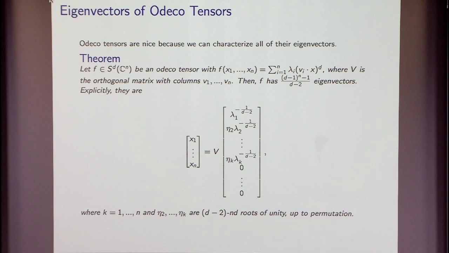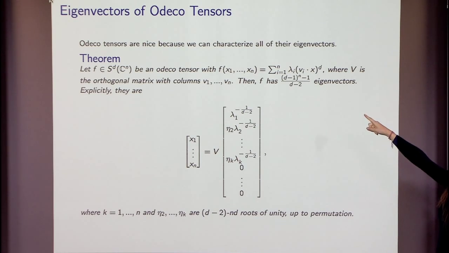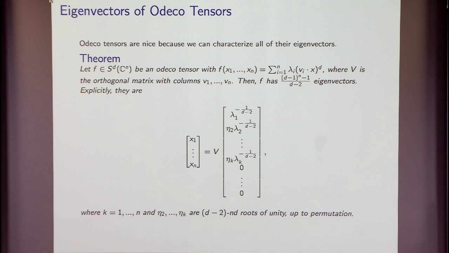So yes, we can. Let T be a symmetric tensor with corresponding polynomial f equal to the sum from i equals 1 to n of lambda_i times (v_i dot x) to the d. And let V be the orthogonal matrix whose columns are v_1, v_2 through v_n. Then f has exactly the expected number of eigenvectors, and they are given as follows. You can imagine that V was the identity. Then we have what we wanted. So what are the eigenvectors?